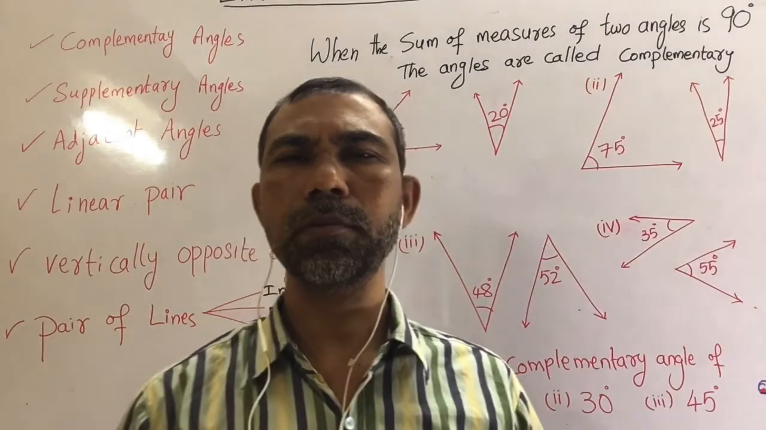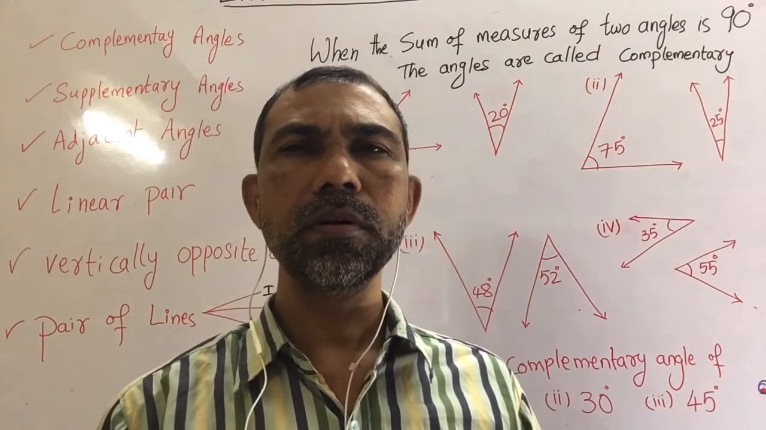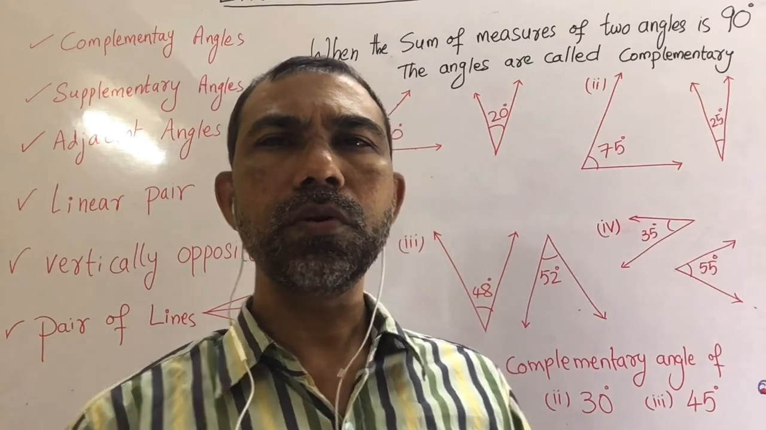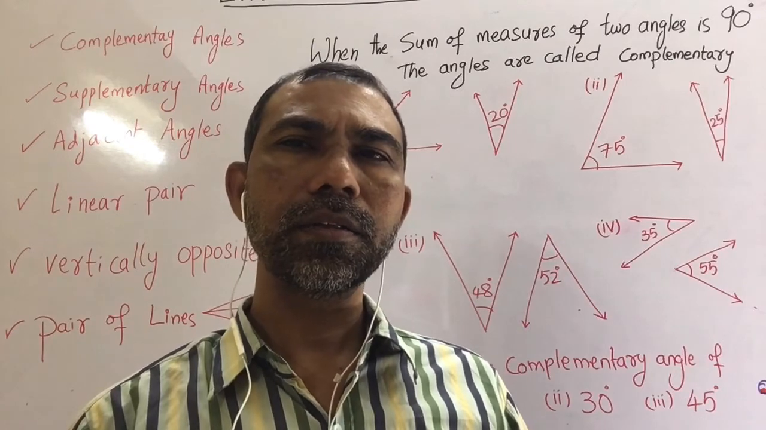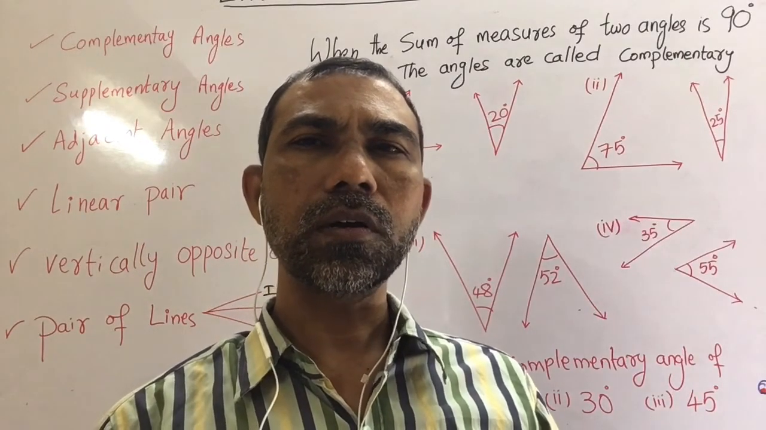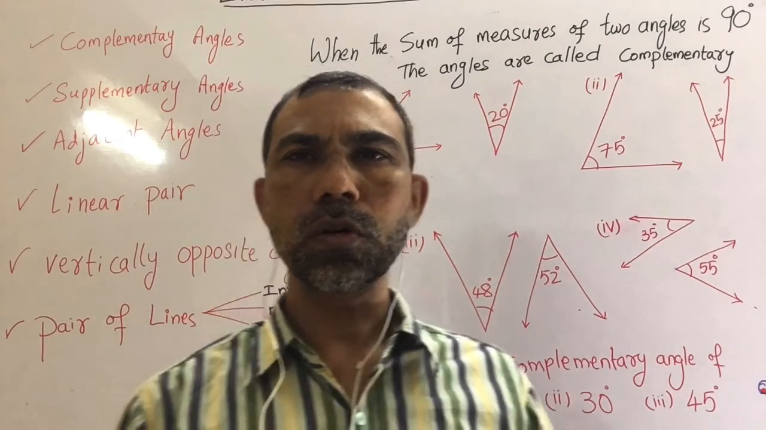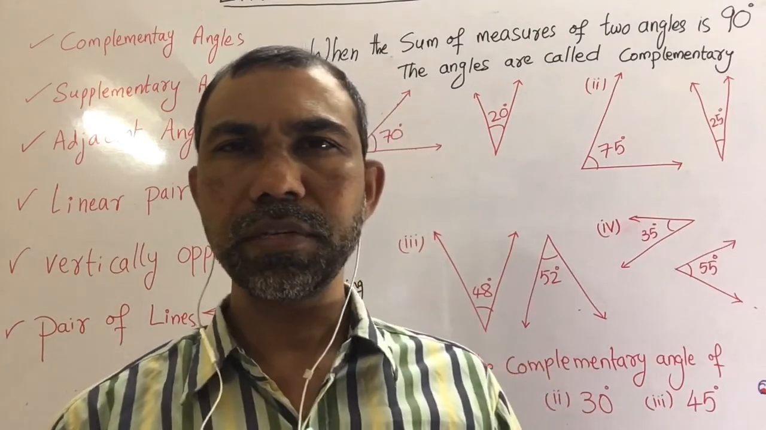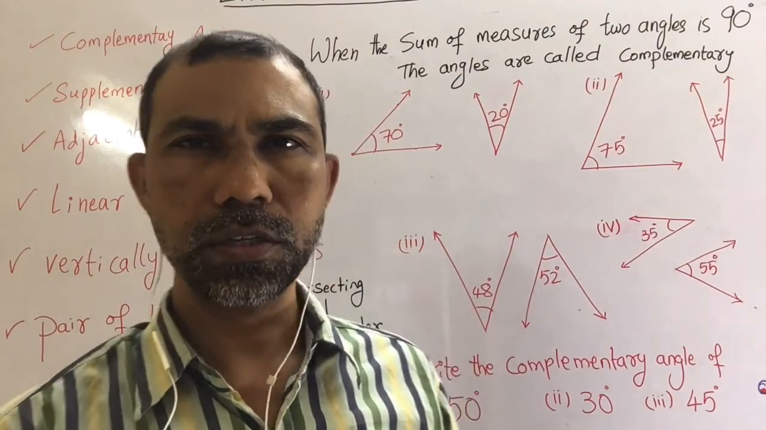First, we talk about the complementary angles. When the measure of two angles is 90 degrees, then the angles are called complementary angles. So, here we have few questions. We will check whether the given pair is complementary or not.